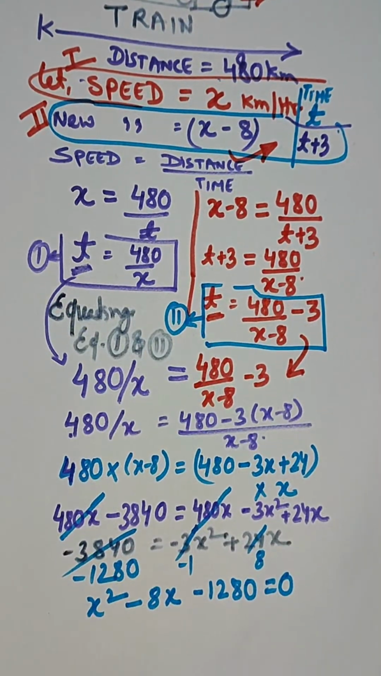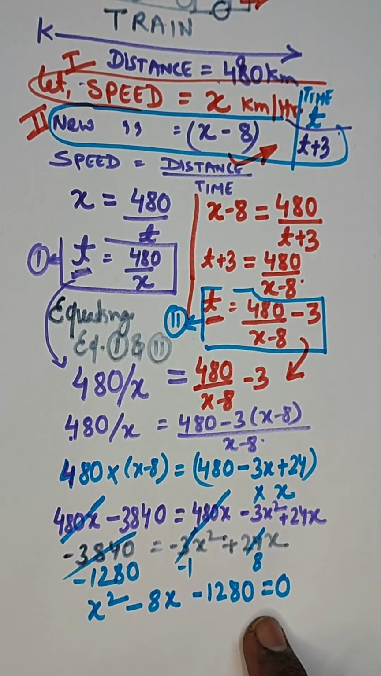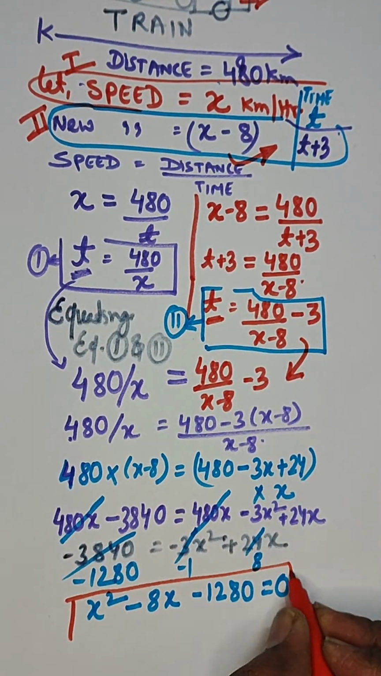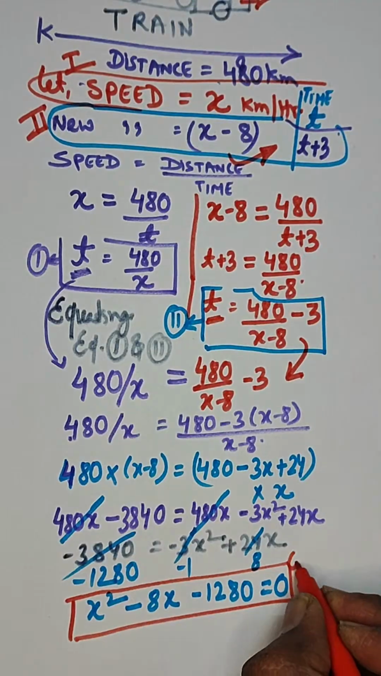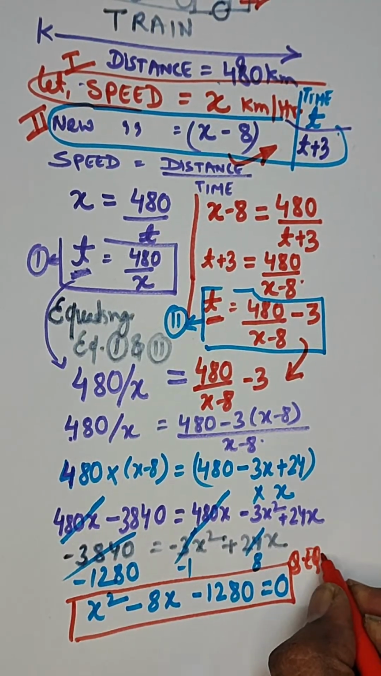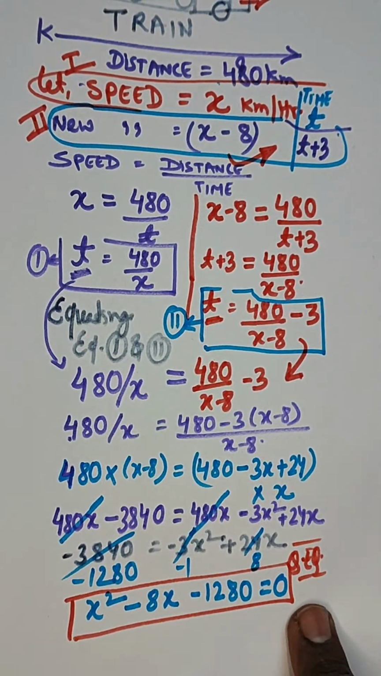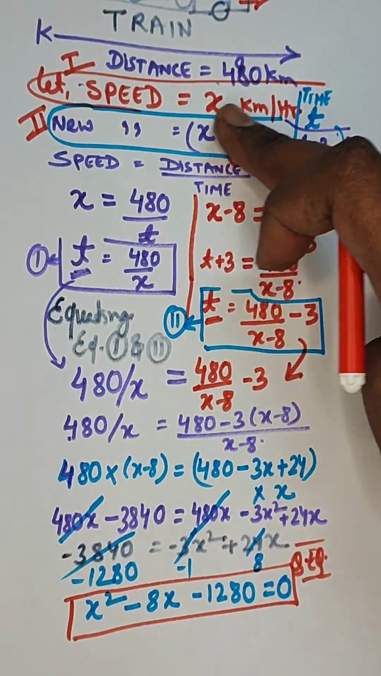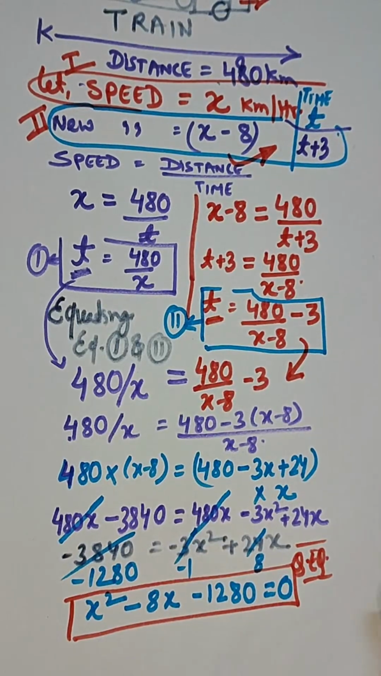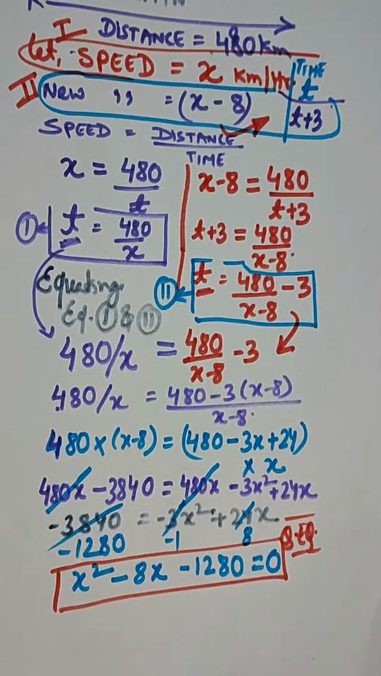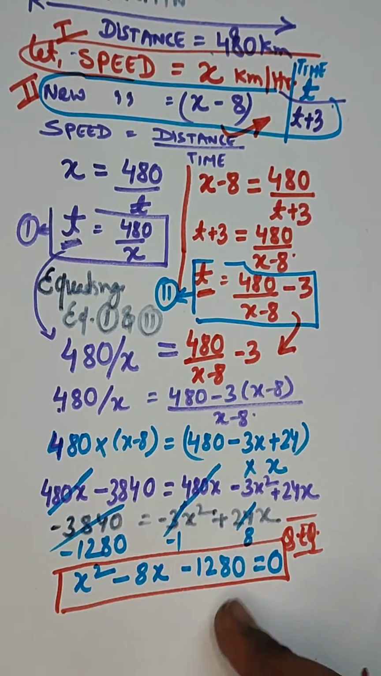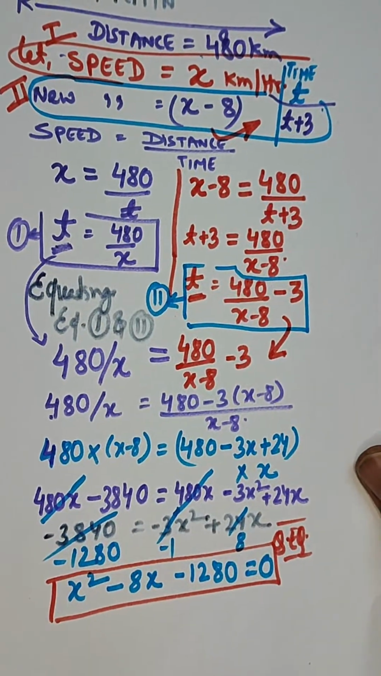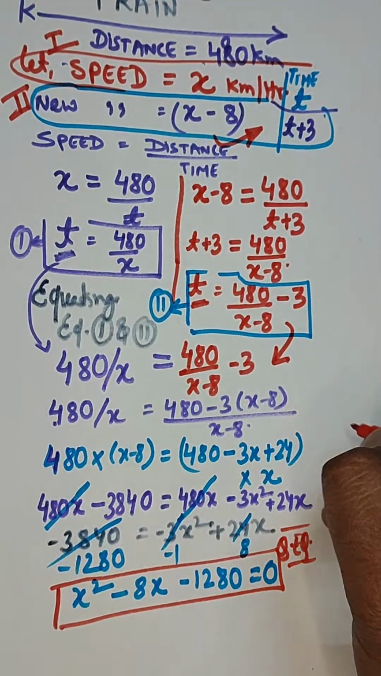My dear friends, this is a quadratic equation which needs to be solved, and when you get the value of x, that will be the speed of the train. My dear friends, you can easily solve it. How? You can just take the factors of 1280, right?